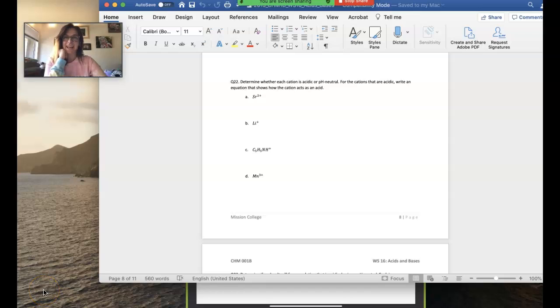Hi everybody. I had a student ask me about question 22d. In this specific question, we're asked to determine whether a cation is acidic or pH neutral, and for the cations that are acidic, to write an equation that shows how the cation reacts as an acid.